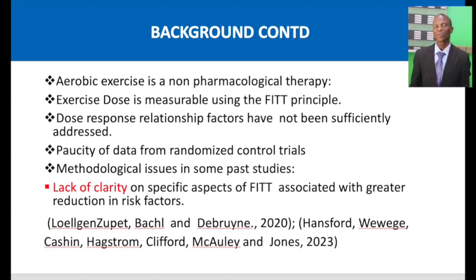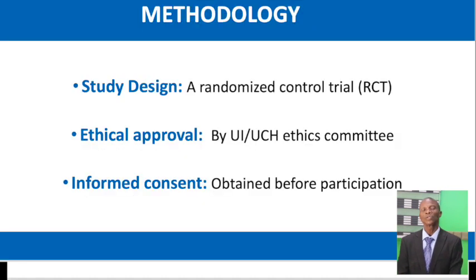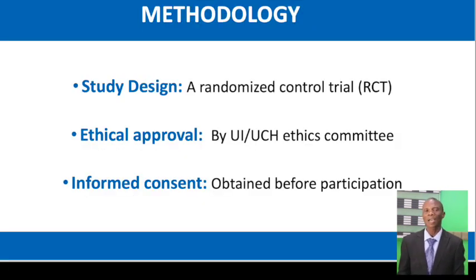A study was carried out in Ibadan by the researcher and two other authors. The main objective of the study was to determine the effect of two levels of intensities of exercise on blood pressure. And the study hypothesized that there will be no significant main effect of exercise intensities on blood pressure. The study design was a randomized controlled trial. Ethical approval was given by the University of Ibadan, University College Hospital Ethics Committee, and informed consent was obtained from the participants.